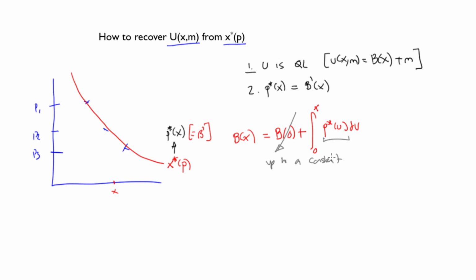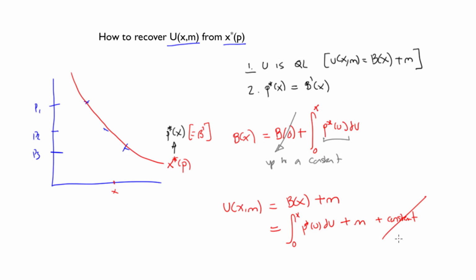So what do we have then? We have that because of the quasi-linearity, U of X comma M, which has this shape, is simply equal to the integral from 0 to x of P star u du, the inverse demand function, plus M, and plus some undetermined constant that is not going to matter in most cases.